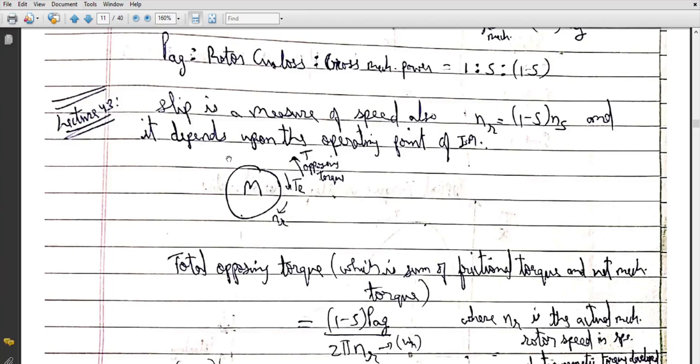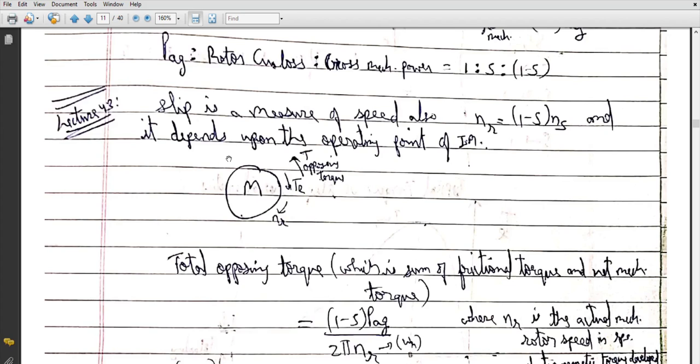Hello students. In your previous lecture we have discussed the various power stages involved in an induction machine. In today's lecture, what we are going to do is derive the expression of your electromagnetic torque so as to obtain your torque slip characteristics.